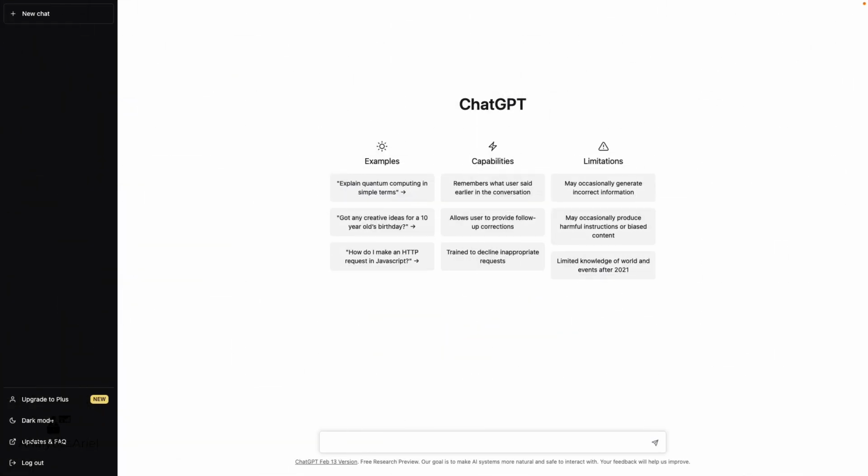Right now, I'm on ChatGPT's homepage. And what we're going to do is ask ChatGPT particular questions that can help us narrow down on what neighborhood we should be investing in. So to start, let's ask ChatGPT about what economic factors we should consider when investing in real estate.